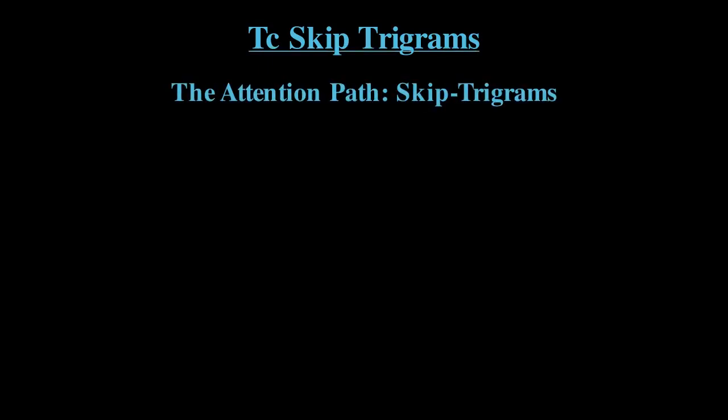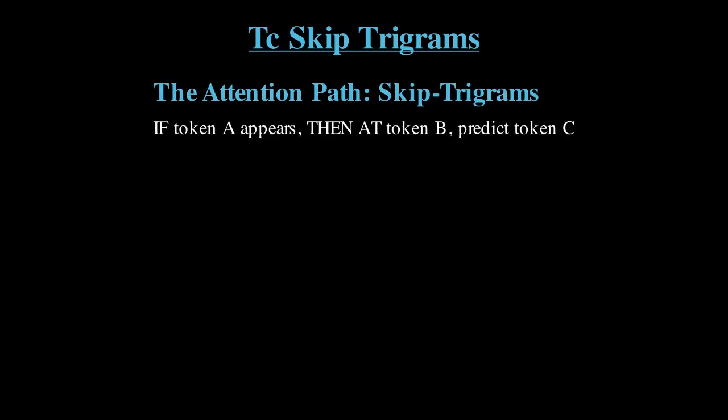It turns out that a single attention head implements a specific kind of pattern called a skip trigram. A skip trigram is a 3-token pattern. It says, if you see token A somewhere in the past and you are currently at token B, then increase the probability of predicting token C next.